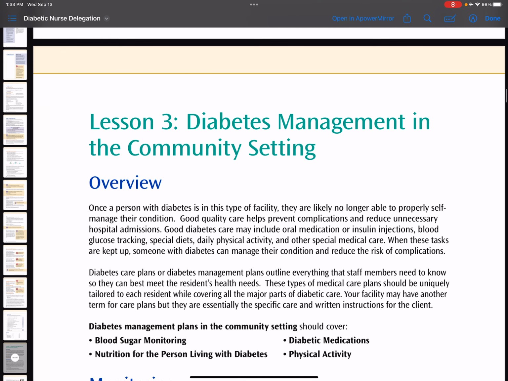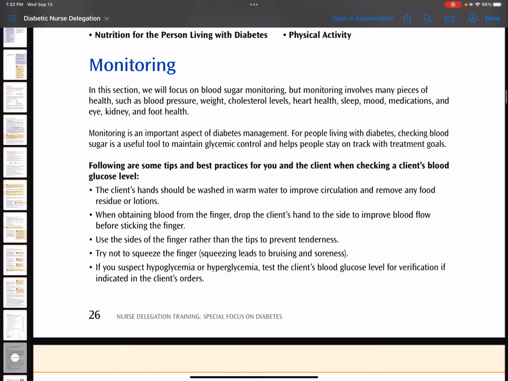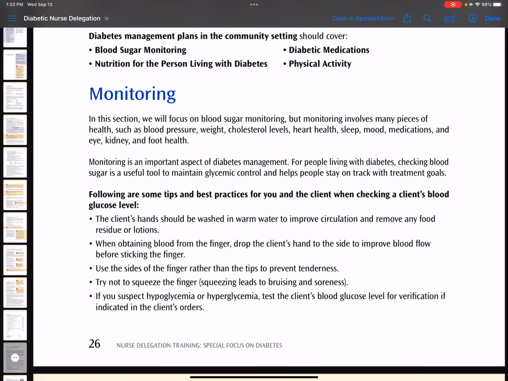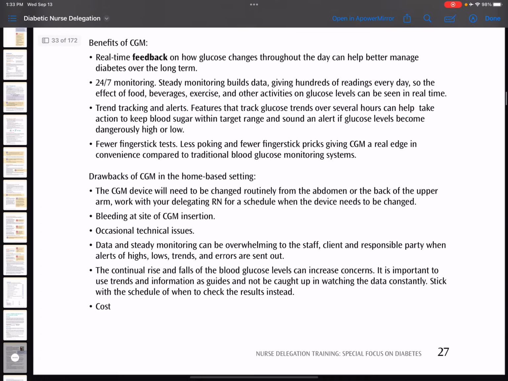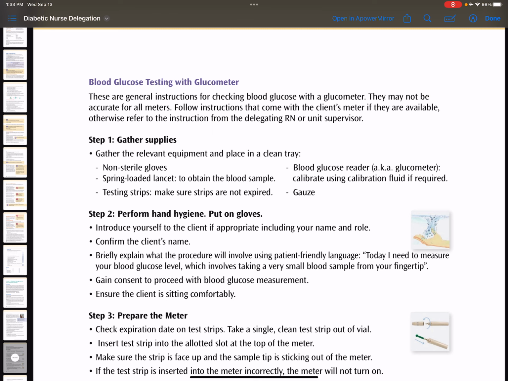Glucose testing with a glucometer. This section shows us how to do it in detail. These are the general steps. First, we gather the supplies. Then we perform hand hygiene and put our gloves on, we prepare the meter and the lancet device, adjust and load the lancing device, prick the finger, collect the blood sample, get the test results, and dispose of the dirty equipment. This is the general rule. I will give you the handout after the class.